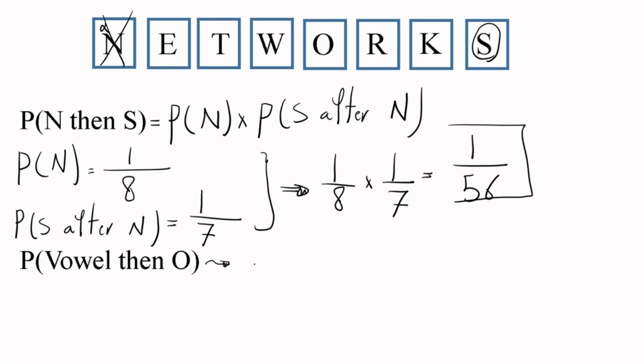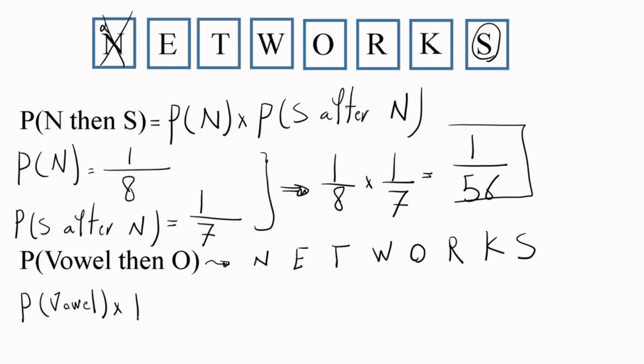This one can be a little bit tricky. Let me write the cards. Assume that I have N, E, T, W, O, R, K, S. This is the sample space. We want to have a vowel, then O. Why did I tell you that this is somehow tricky? We are going to learn that. So P of vowel times P of O after vowel.